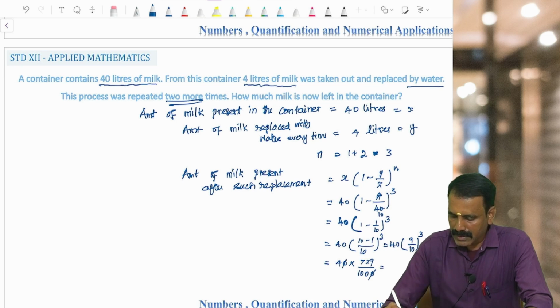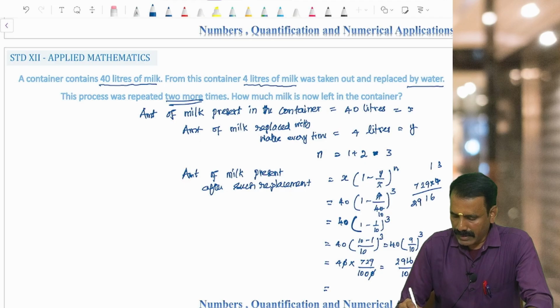So now it is 729 multiplied with the 4. 4 9s are 36, balance 3, 4 2s are 8, 8 plus 3, 11, balance 1, 4 7s are 28, so 29. So 2916 divided by 100. And the final answer is 29.16 liters. So this is our final answer.